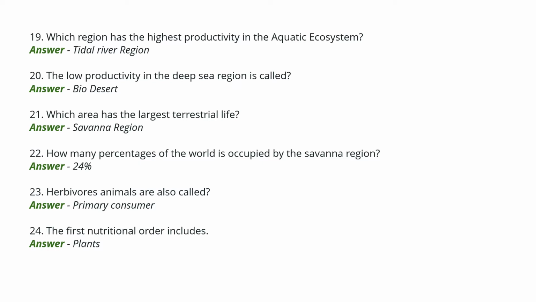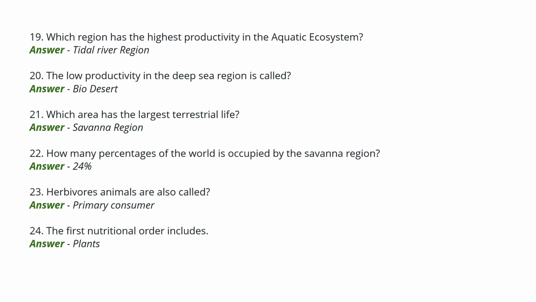So at that point, the availability of light is very limited. So the productivity is very less in the deep sea. This region is called a biodesert.